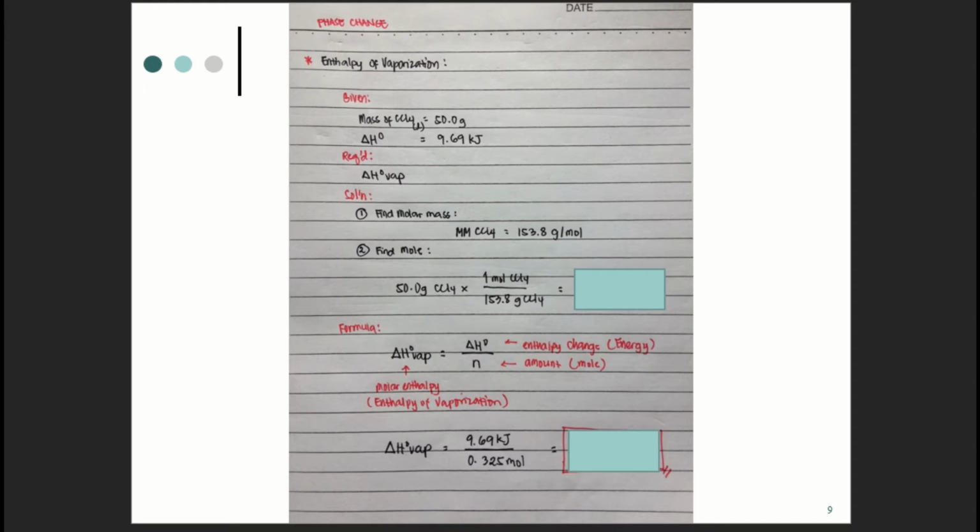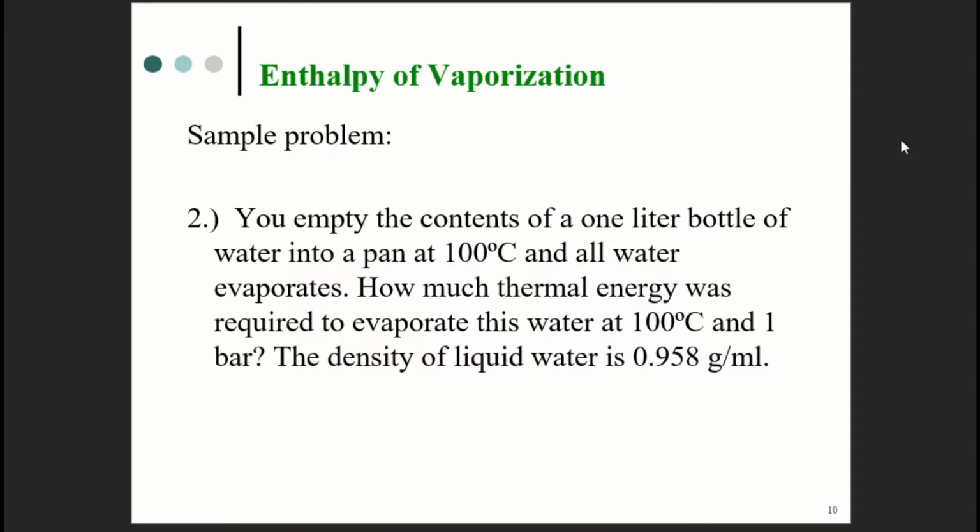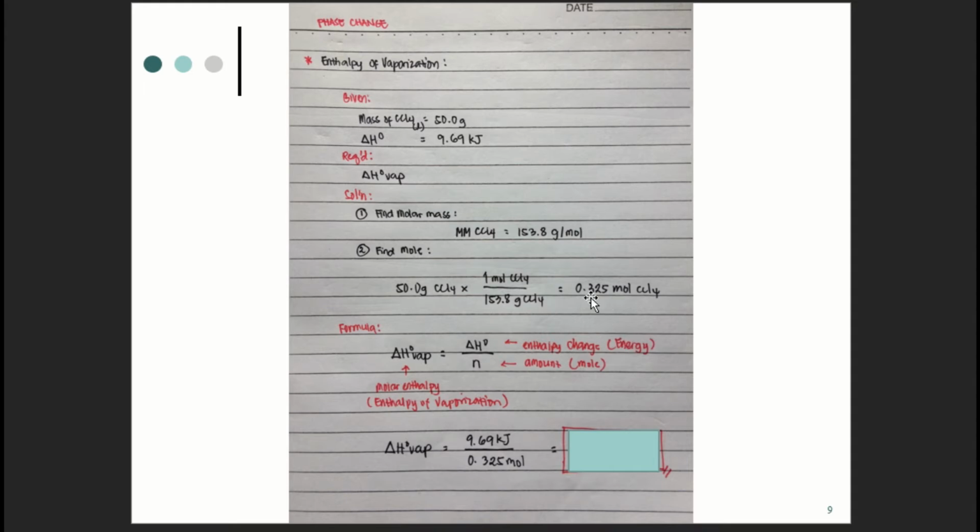So, in this case, using the given mass and the molar mass, we can compute for the mole. So, 50 grams of CCl4 times for every 1 mole of CCl4, we have 153.8 grams of CCl4. The grams will cancel, and we get the mole. In your calculators, what we should get is 0.325 mole. This is the moles present in 50 grams of CCl4.